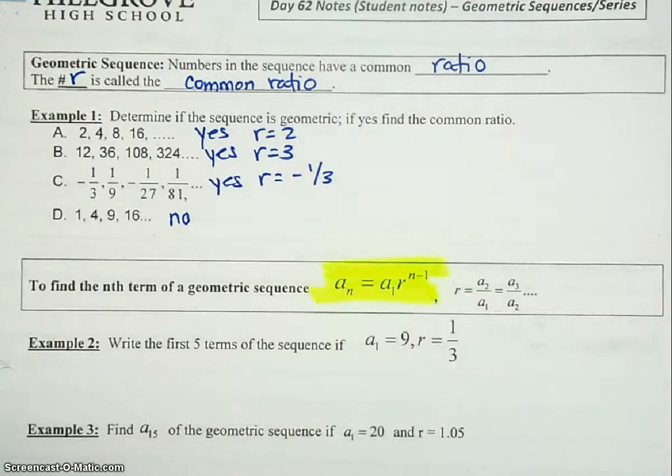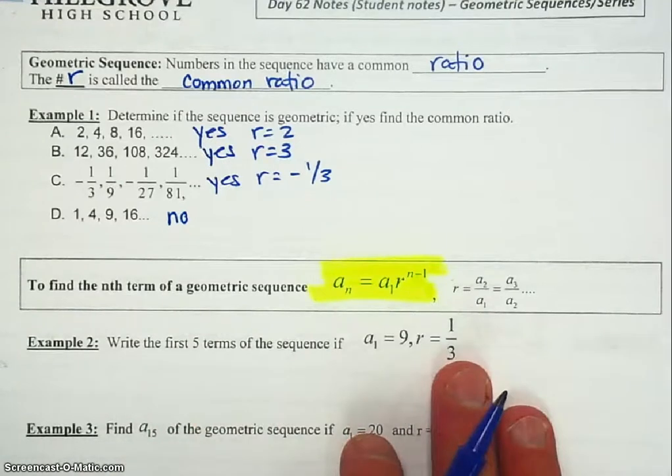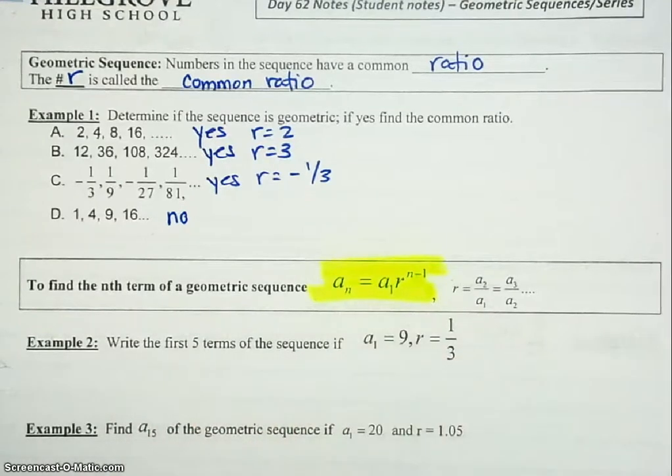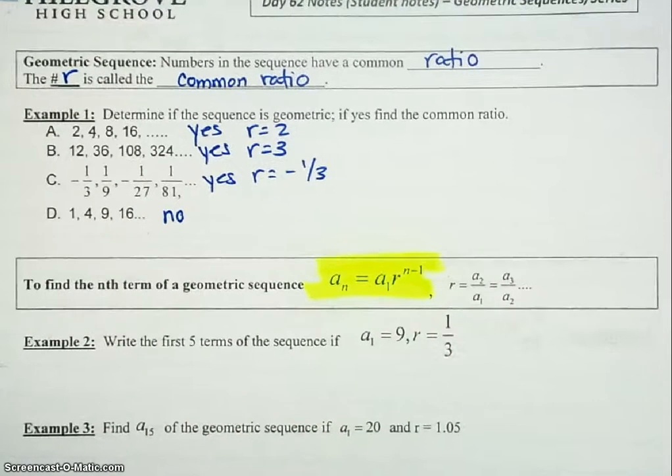Just like I gave you a formula for arithmetic, I'm giving you a formula for geometric as well here. Okay, so example 2 says write the first 5 terms of this sequence. So I know the first term, that's A1. And I know R is 1/3. So to get each term, I'm multiplying by 1/3.